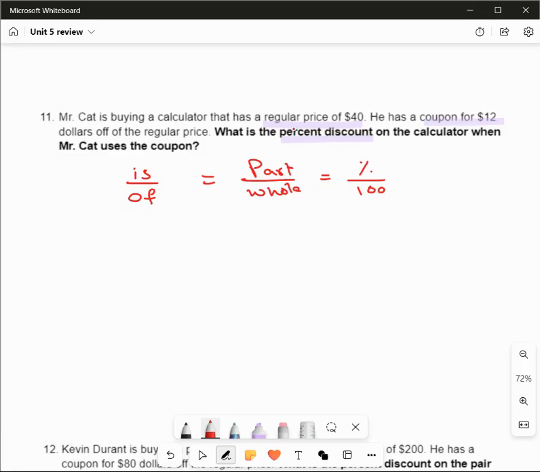Now let's look at it. The regular price means that's the whole. So I'm going to write down those numbers, draw this, and put 100% here. Now the whole is 40, the part, the coupon, is $12, and we need to find the percent. Just remember what we did: multiply these two. So you multiply 12 times 100, and whatever you get, divide by 40. So you get the percent.